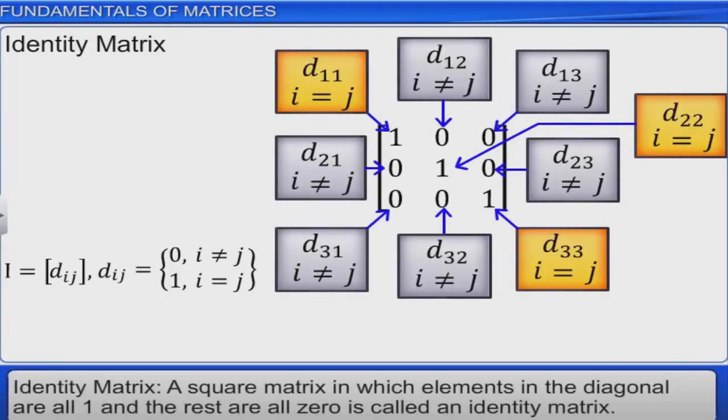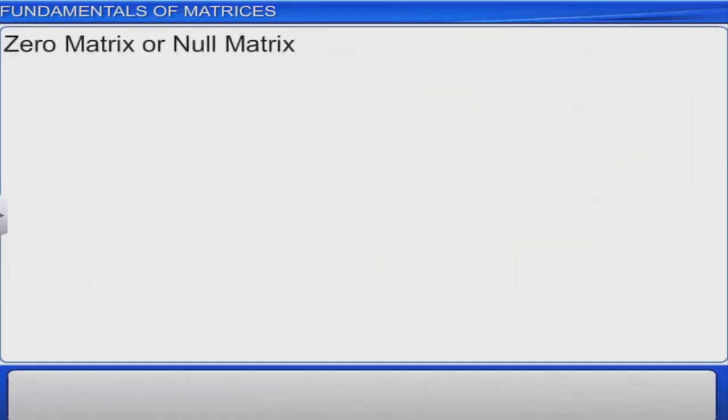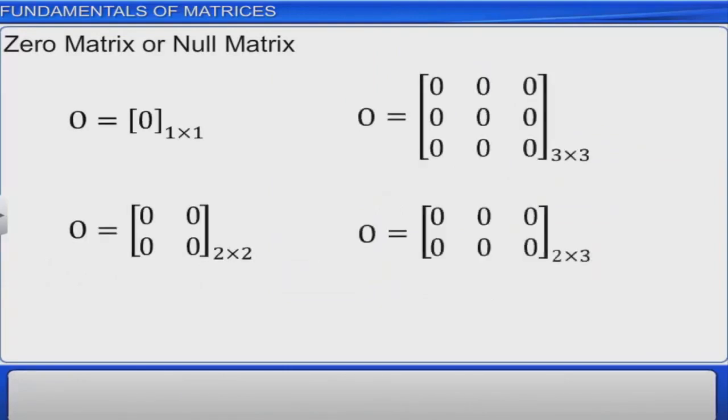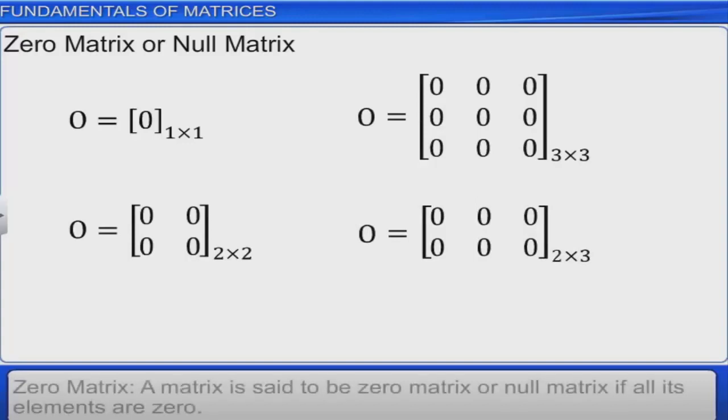A square matrix in which elements in the diagonal are all 1 and the rest are all 0 is called an identity matrix. When every element of a matrix is 0, the matrix is called a zero matrix or null matrix.